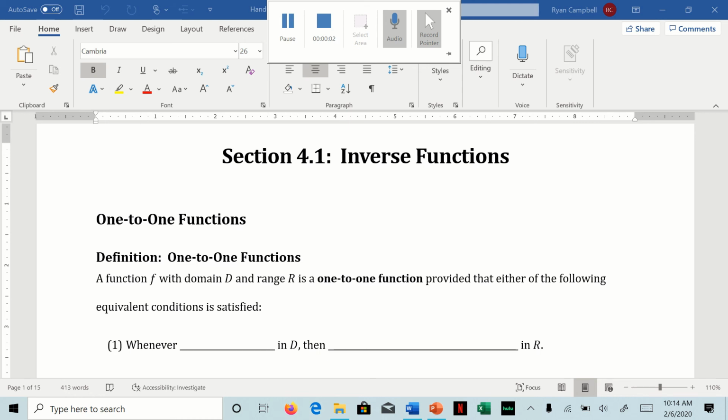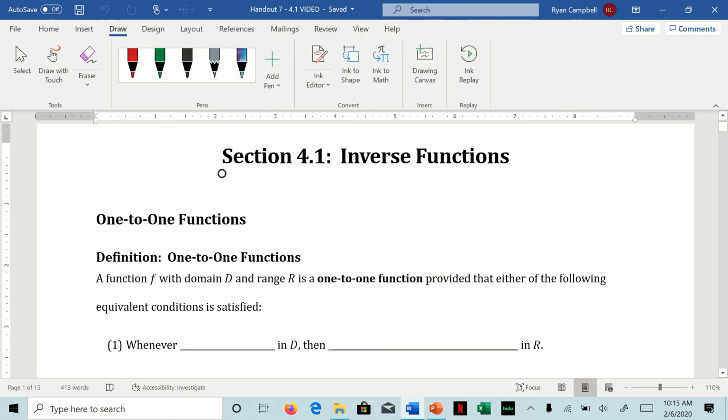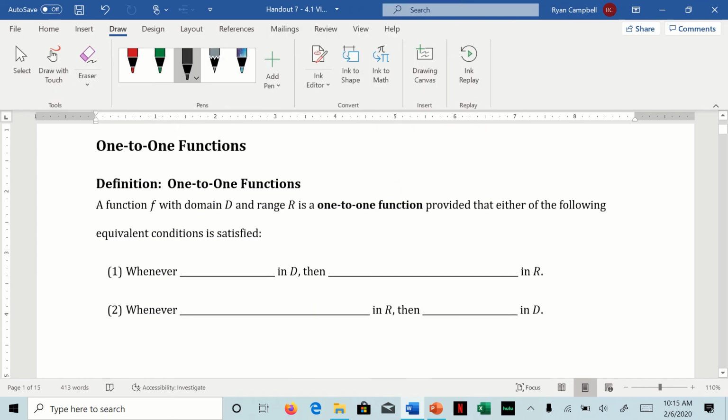Hello. So this is our video that we missed at today's lesson. It's going to be all about inverse functions. Inverse functions. That's what we missed today. All right. So let's look at it.